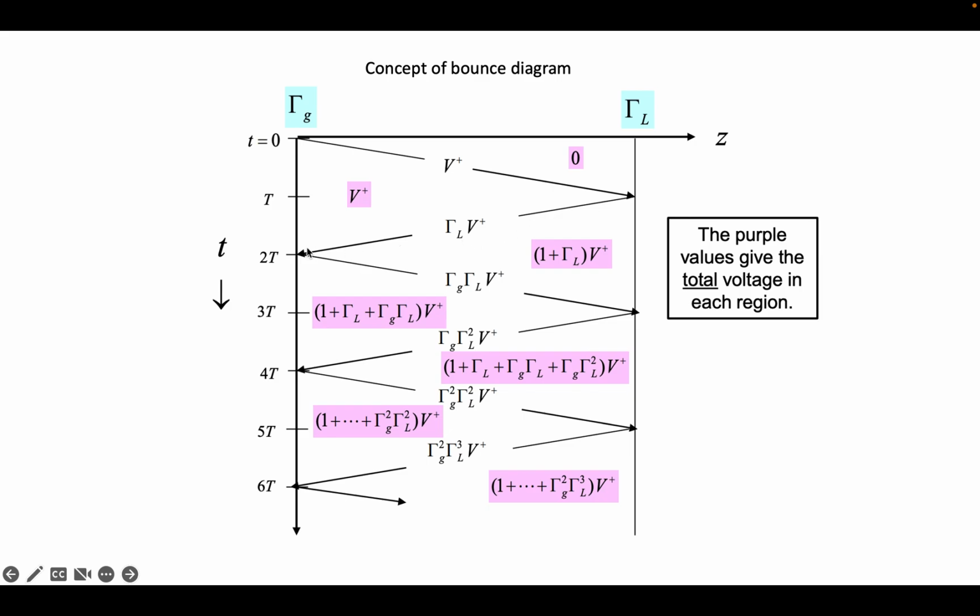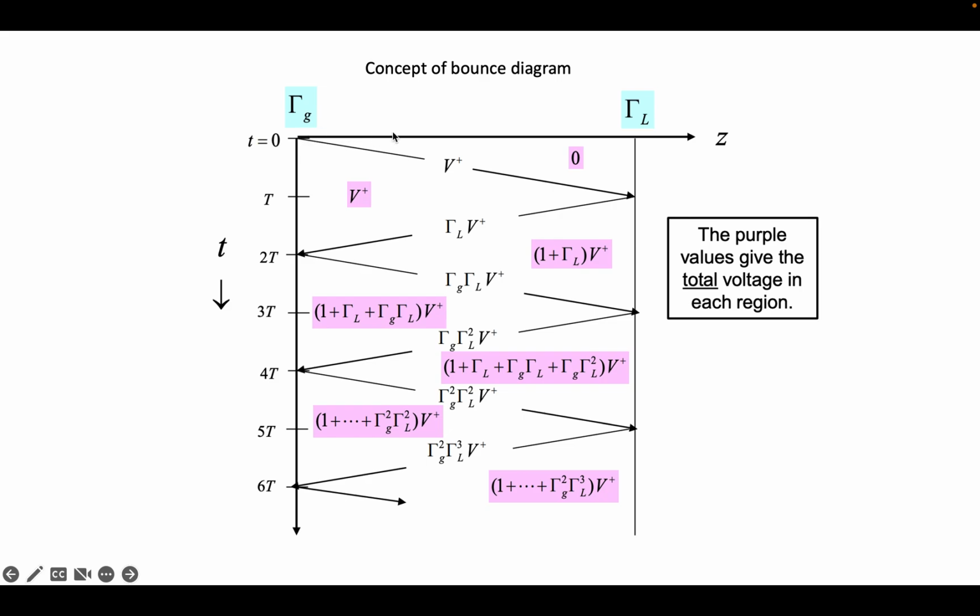Now in the second transit time you will again come back to the starting point, and from there you again have a reflection coefficient which has value tau g. So the forward moving wave after reflecting from this boundary will be tau L times tau g times V plus. And similarly you can go on and keep calculating the voltages as you go more in time.